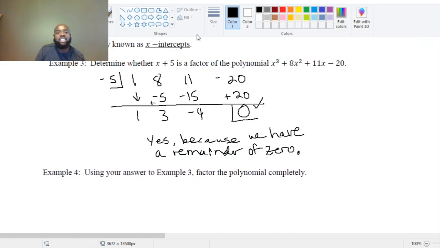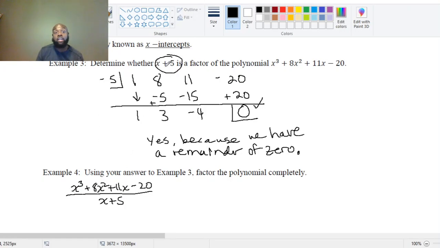Well, what I just did when I did this synthetic division, I basically just told myself that x cubed plus 8x squared plus 11x minus 20 divided by x plus 5, because my c is -5, so x minus -5 is x plus 5, or I can look at what I divided by there. It equals, well, this is my quotient, which is 1 degree less than my polynomial that I'm dividing into, so it'll be an x squared plus 3x minus 4. Now, my goal is to factor this polynomial right here completely.